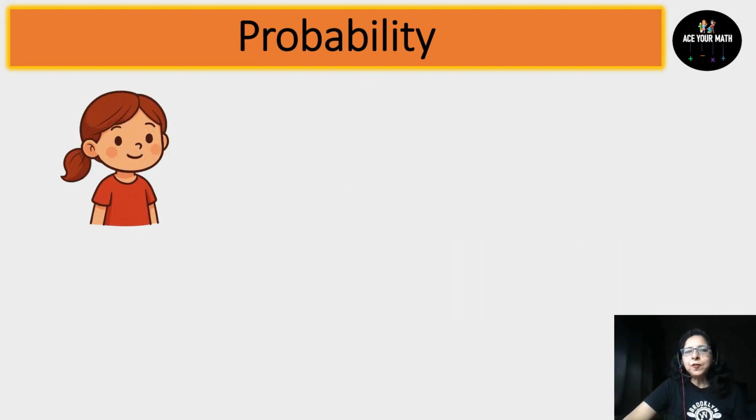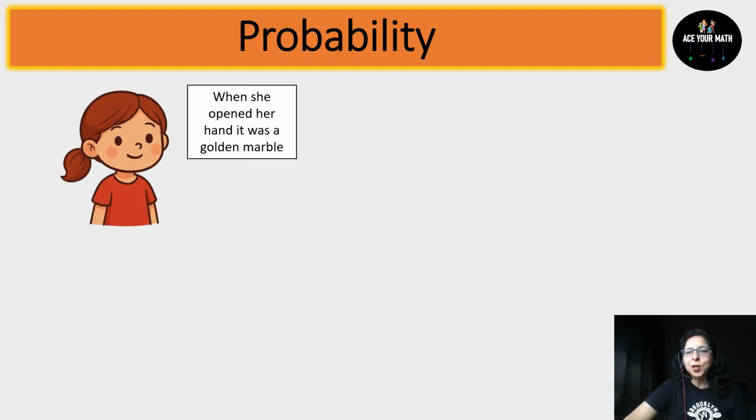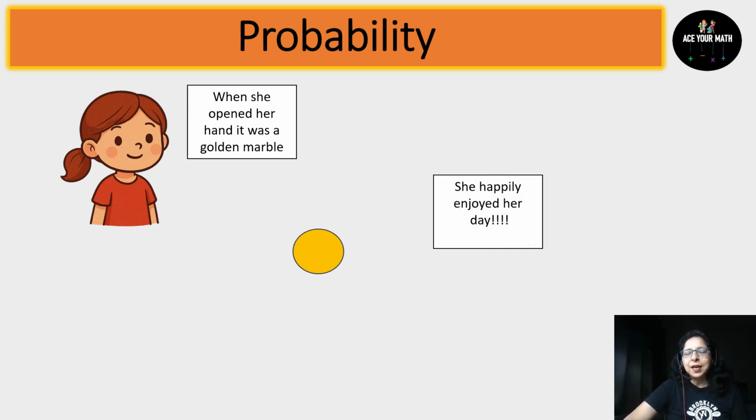Now Rana opened her fist and she found that it was the golden marble. She got so thrilled because chances were very few. And thereafter she spent her day happily. I hope the term probability is clear to you. Probability means how likely an event is.